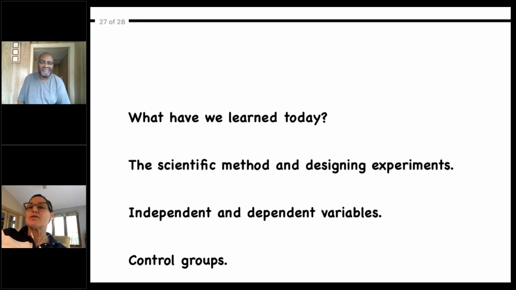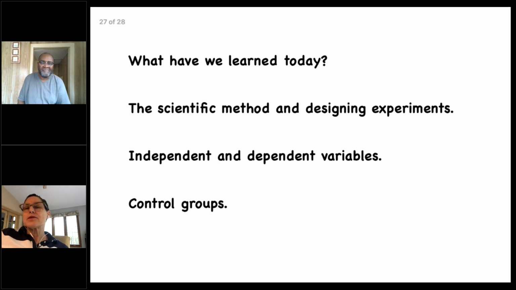Okay. So, what have we learned today? We learned about the scientific method and designing experiments. We learned about independent and dependent variables and control groups. And for the independent and dependent variables, there are probably some good YouTube videos that explain it more and do some more review on that, because that's kind of a confusing topic, I find. But I hope that helps you.